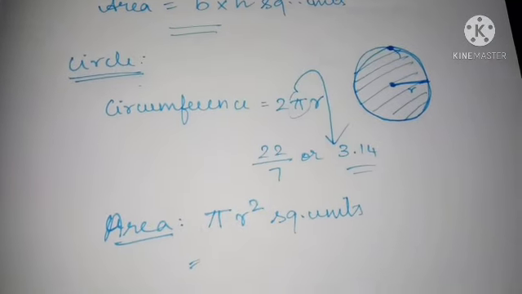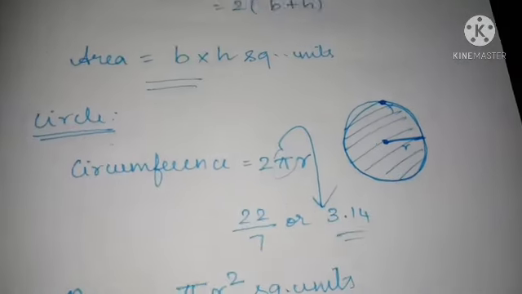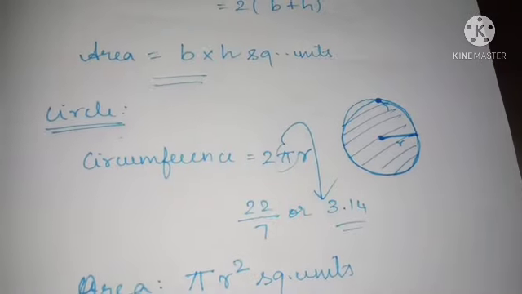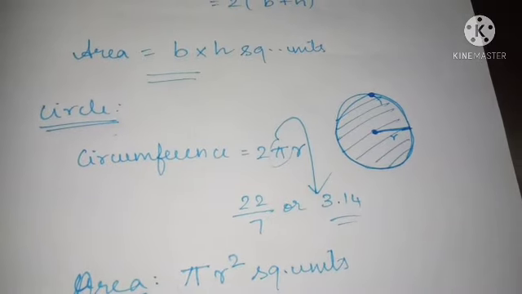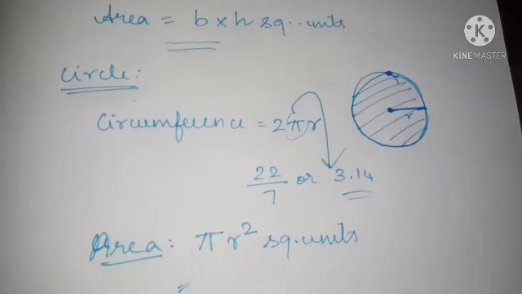Understood? So in today's class we have discussed what is meant by mensuration and a few formulas related to perimeter and area. I hope you all understood, children.